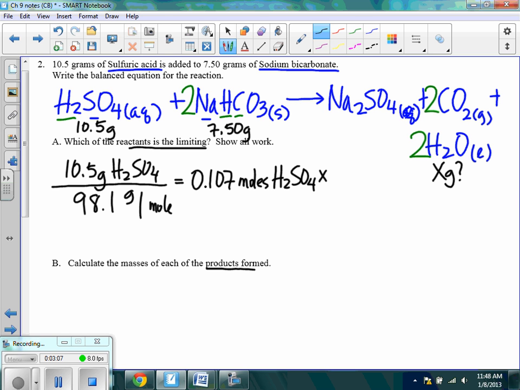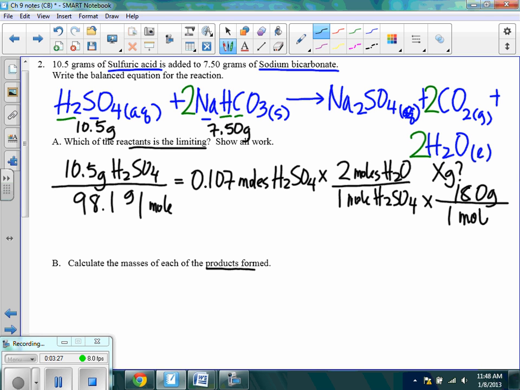And I'm going to do unknown over known. So my unknown is 2 moles of H2O over 1 mole of my sulfuric acid. And then I'm going to multiply by the molar mass of water, which is 18 in 1 mole. Sorry, this is kind of getting stretched in here. And that's going to be 3.85 grams of water. So that's my first one. All I've done is taken my 10.5 and run it through.